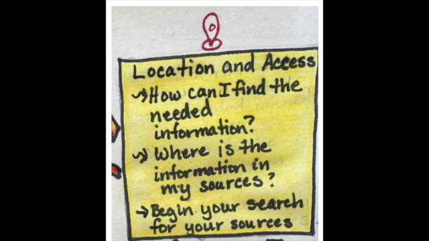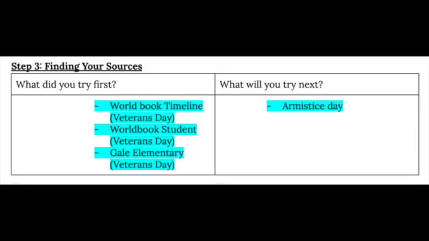Step 3 is location and access. You are asking yourself, how can I find the needed information and where is the information in my sources? In this step, I will begin my search and keep track of how it is going. In my case, I first searched WorldBook Timeline and I did not get any results. So I went back to the super page and found that the student World Book did have a short article on Veterans Day. Next, I went to the Gale database, elementary, and found there were a wide range of articles. I found one in reference that I saved, and I also found a magazine article that talked about the difference between Veterans Day and Memorial Day.